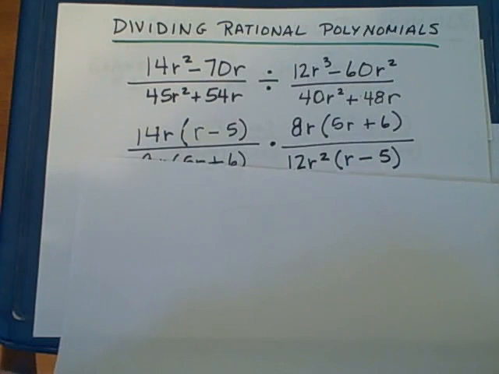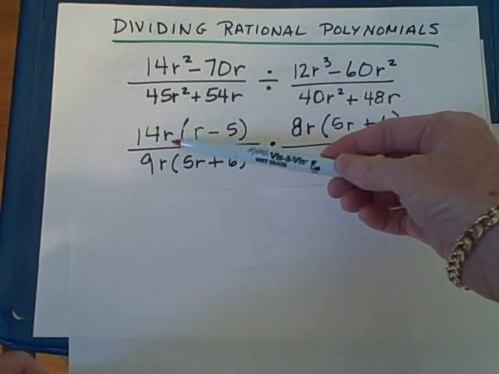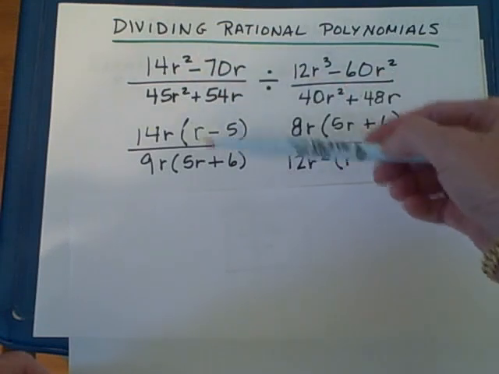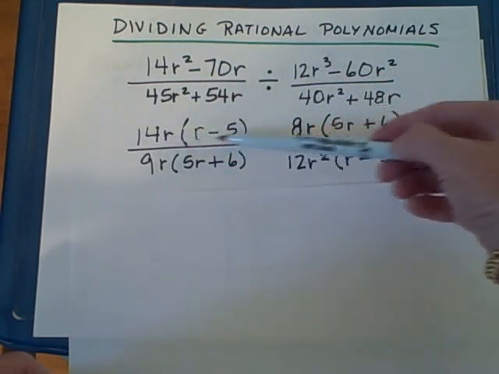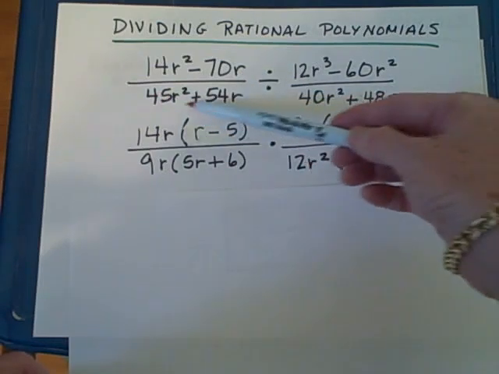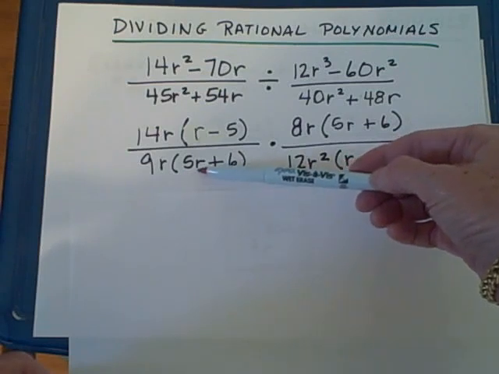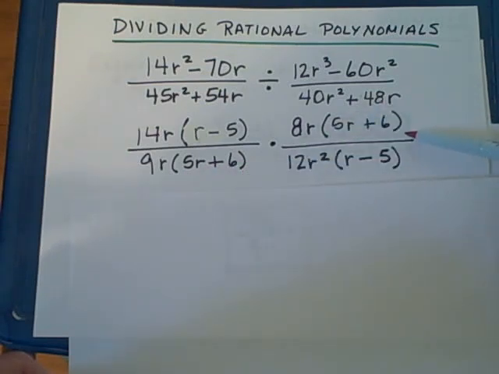Notice we took the 14r out of the numerator here. 14r times r gives me 14r squared. And then when I took 14 out of 70, I got 5. 14 times 5 is 70. In the denominator, I took a 9r, leaving me 5r plus 6. And over here on this side, okay, we head into a problem.